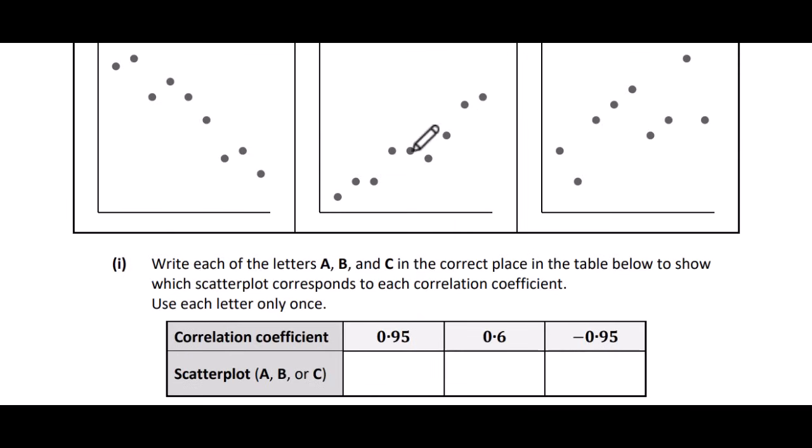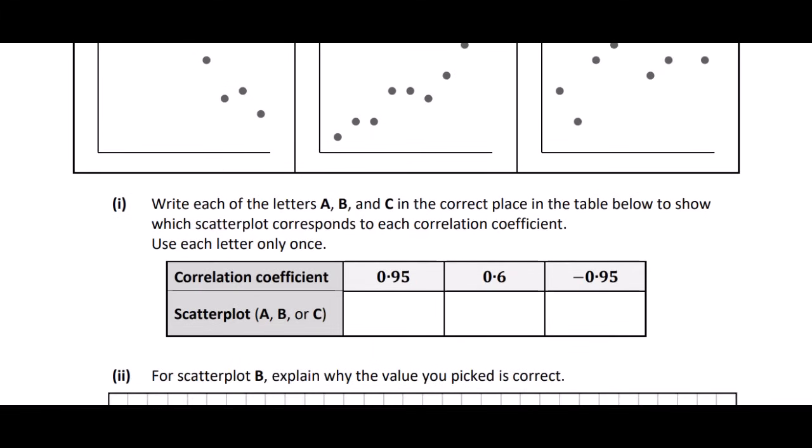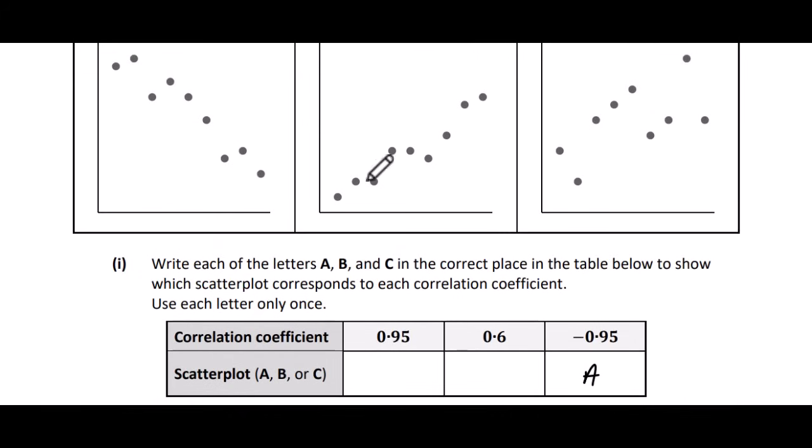Okay, so we have 2 positive ones here and 1 negative. This is a negatively sloping graph, and these are 2 positively sloping graphs. So the negative one is going to be A. So this is going to be A here. Now you've got 2 positively sloping graphs here.